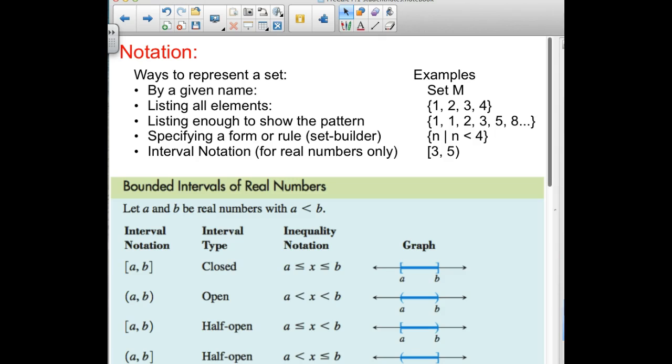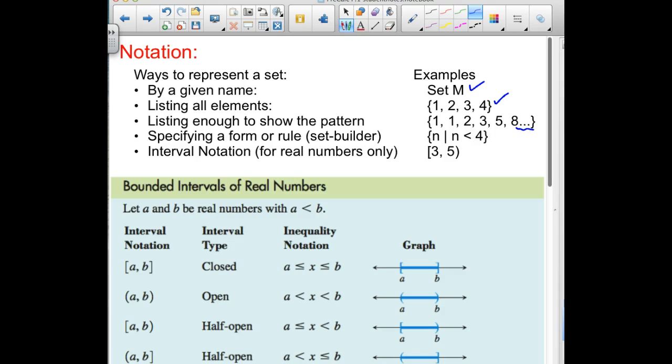All right, some notation for sets. We can just give it a name, like set M. We can state our set by listing all the elements. For example, the set that contains the elements 1, 2, 3, and 4. Sometimes our set is very long, so we could list it showing a pattern and then include the ... just to mean that the pattern continues. All right, this is called the Fibonacci sequence, 1, 1, 2, 3, 5, 8.